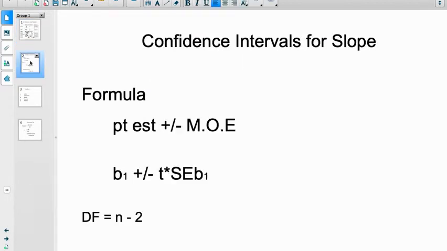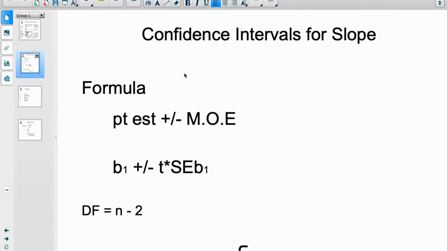We're going to do confidence intervals for slope. So your general formula for all confidence intervals is point estimate plus or minus margin of error. And specifically for this, we have our slope from our sample as our point estimate plus or minus t star again times the standard error of the slope. Degrees of freedom is going to be n minus 2.